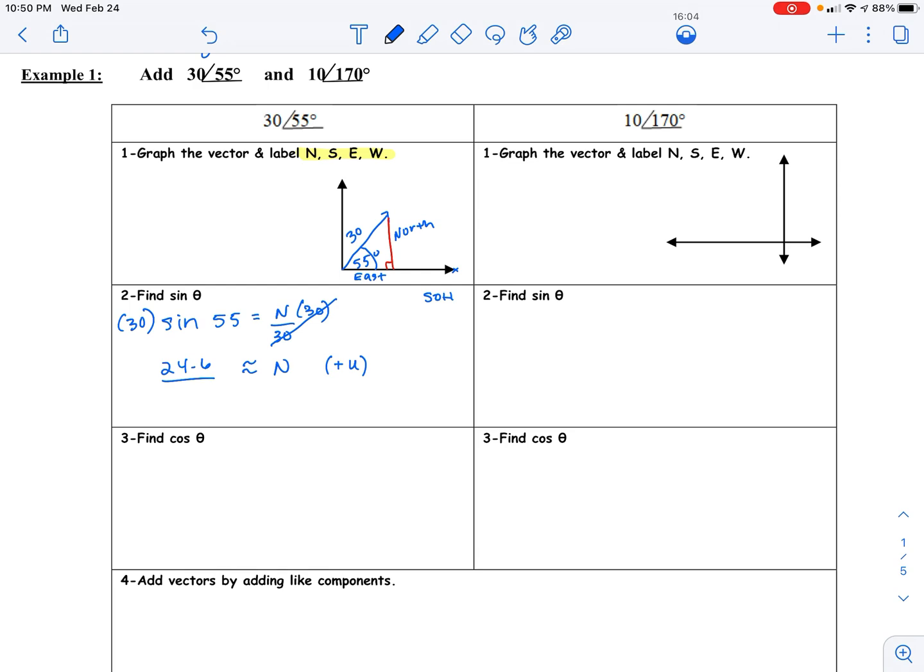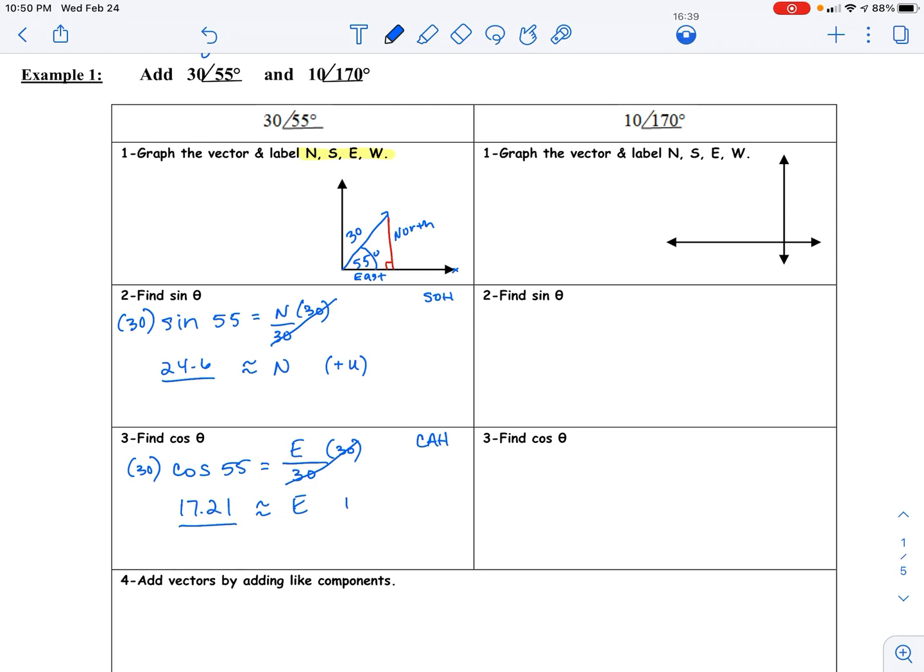Now let's find the cosine of the angle. Cosine 55, and remember, this is CAH, or adjacent over hypotenuse. In this case, we know that the hypotenuse is 30, but what is the adjacent side? The adjacent side to the angle 55 degrees is the east side, so we'll call that E. Now let's solve for east. Put that in your calculator. You're going to get approximately 17.21.